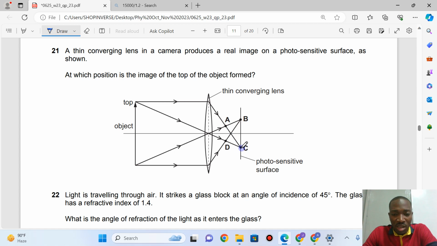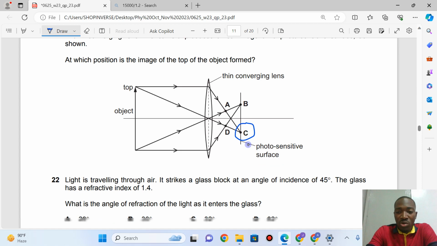So where the ray coming from the top meets this second ray coming from the top, this place where they both meet is where the top of the image will be. If this is the object, the image will be upside down, because the top goes downwards. So it will produce an inverted image. That's how we got to know that it produces an inverted image. So the image is at point C, which makes option C the correct answer to question number 21.